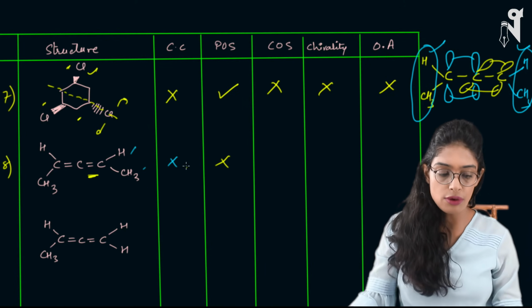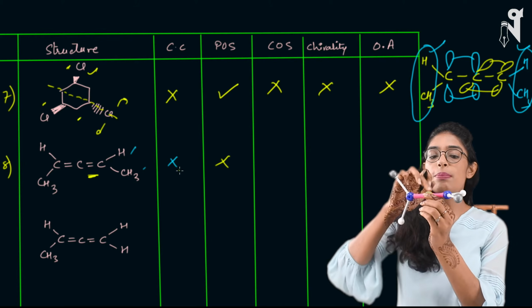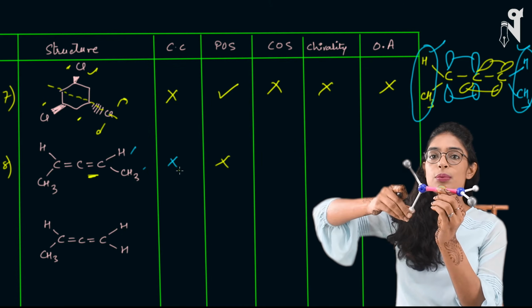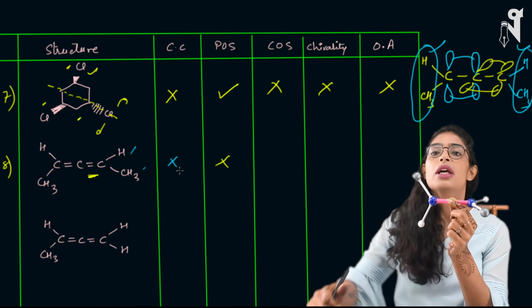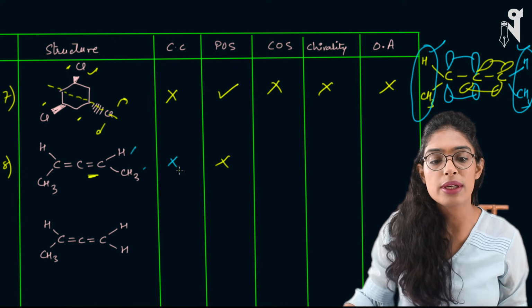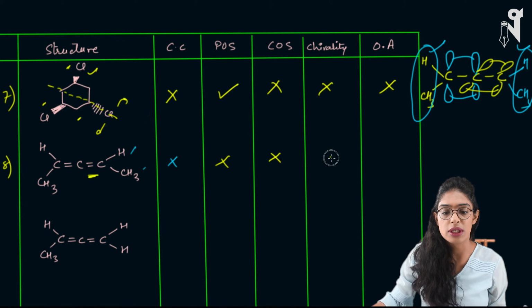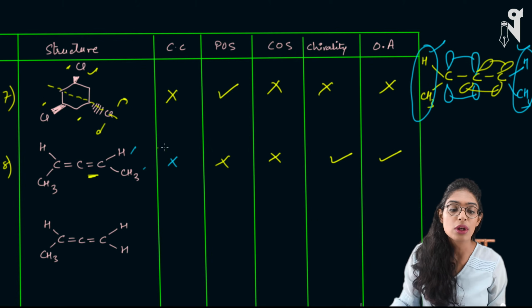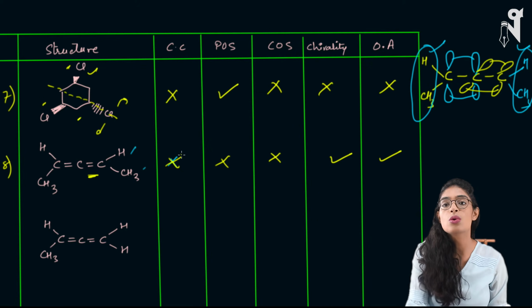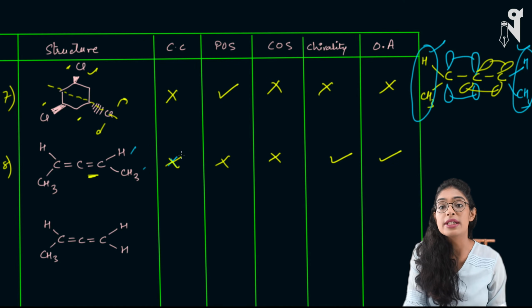Do we have any center of symmetry? If I pass a line through the center, am I getting the same group in the opposite direction? No, it is very clearly visible that we don't have the same groups in the opposite direction when a line passes through the center. So no COS. Chirality, yes. Optical activity, yes. So see, in this compound, neither do we have chiral centers, and POS and COS are both absent, and still chirality and optical activity are there. So as I mentioned earlier also, the presence of chiral centers is no criteria for any compound to be optically active.